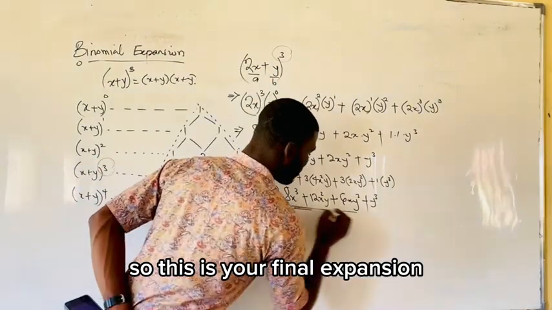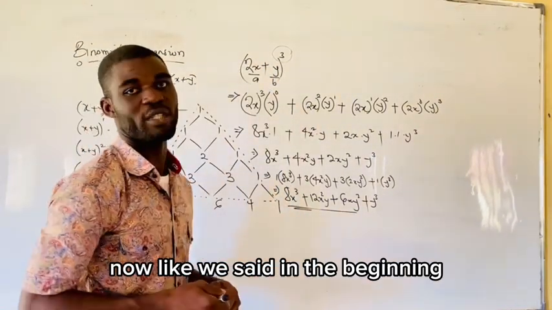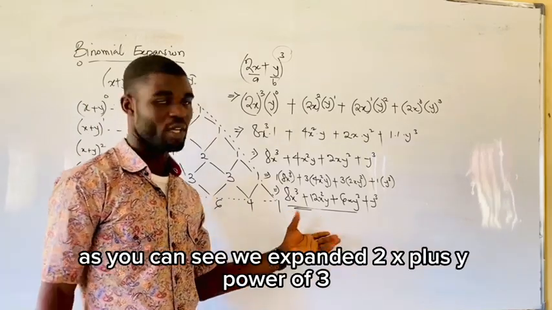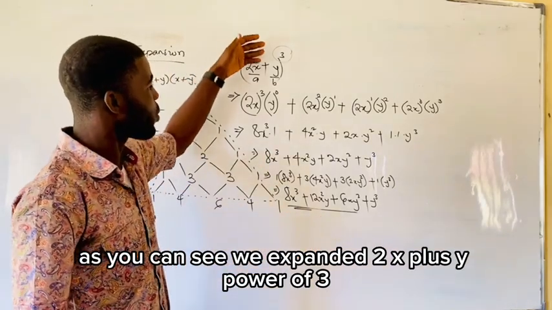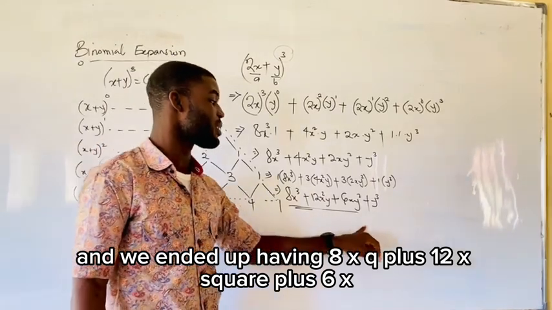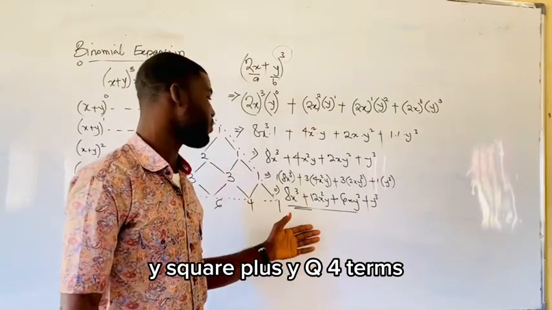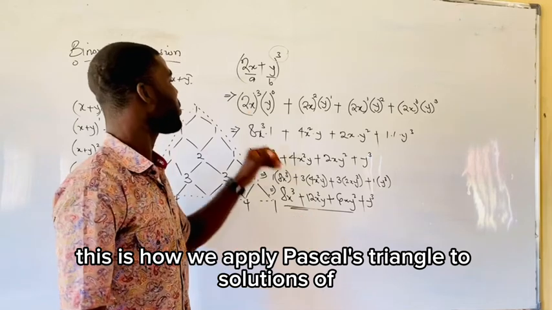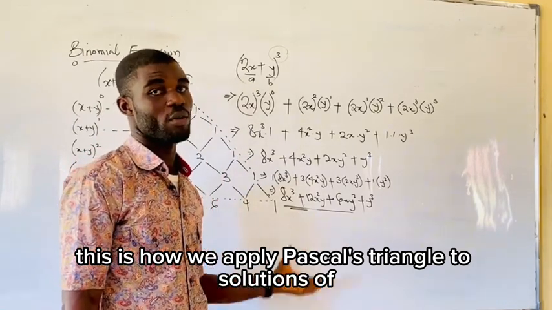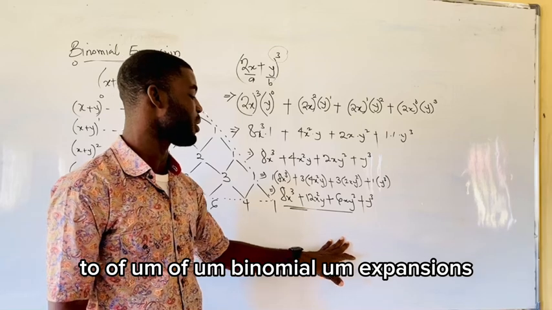So this is your final expansion. Now, like we said in the beginning, when you have a power of 3, you have 4 terms. As you can see, we expanded 2x plus y to the power of 3, and we ended up having 8x cubed plus 12x squared y plus 6xy squared plus y cubed. 4 terms. Now, this is how we apply Pascal's triangle to solutions of binomial expansions.